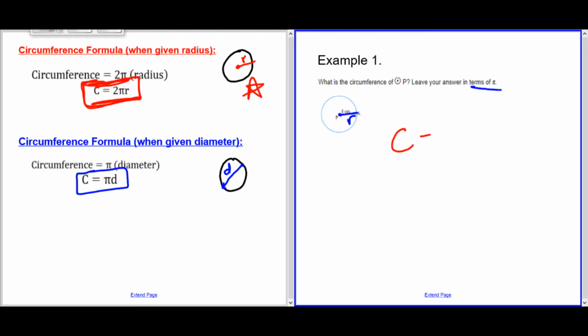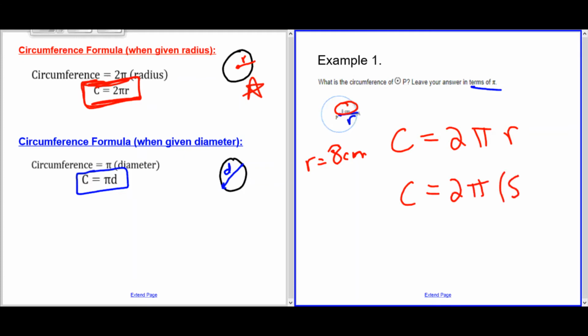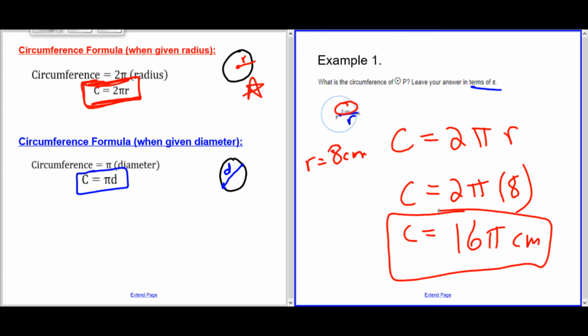So circumference equals 2 pi R. Well, let's identify, how big is the radius? It's 8 centimeters. So I'm just going to plug in 8 for R. So the circumference is going to be 2 pi times 8. 2 times 8 is 16. So this would be 16 pi centimeters. And they wanted us to leave our answer in terms of pi, so we're just going to leave it like that.